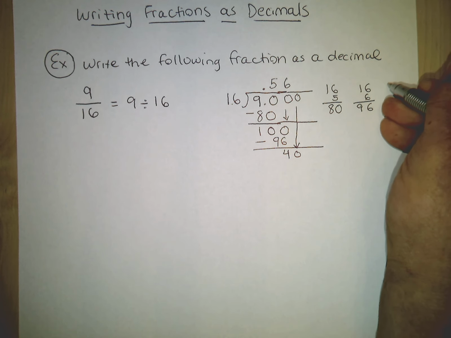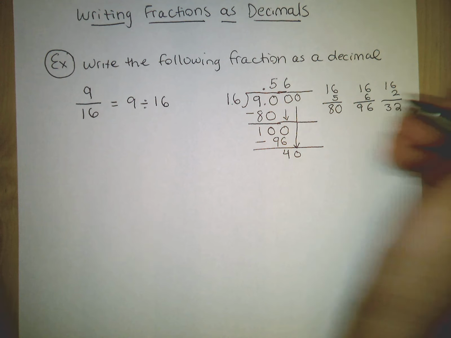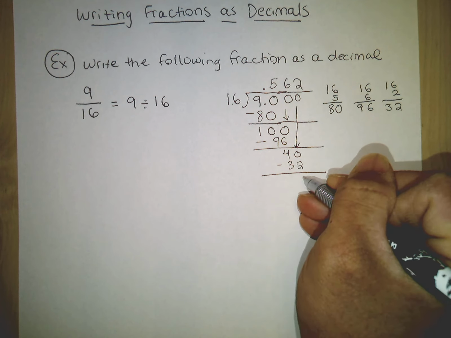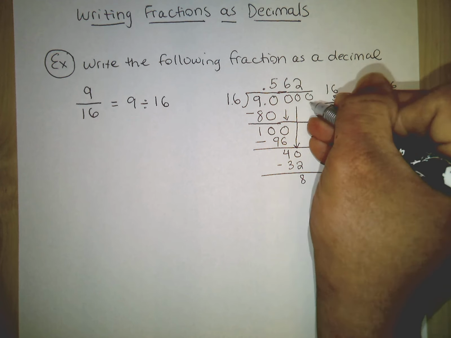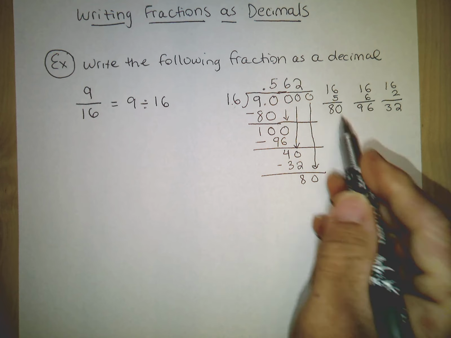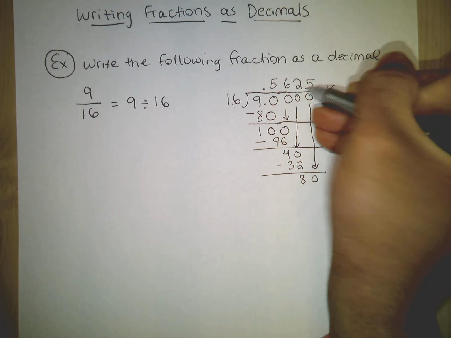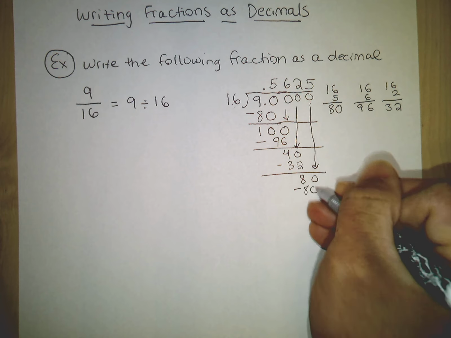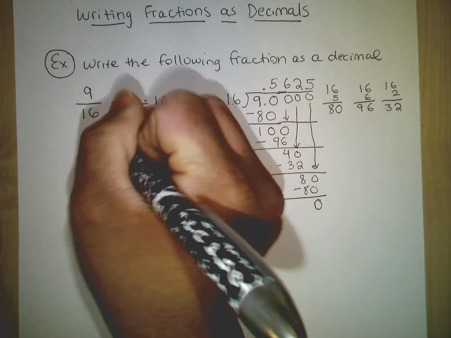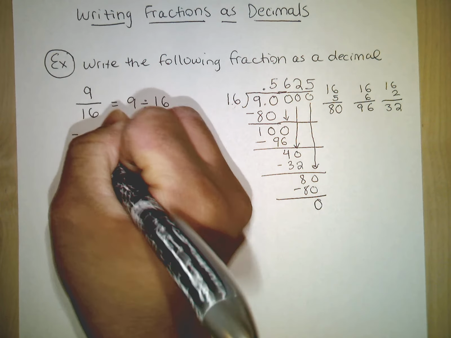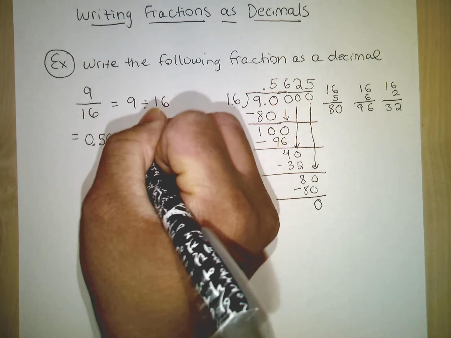16 goes into 40 2 times. 16 times 2 is 32, so subtract the 32 and I get 8. Then I add another 0 and bring that down. I already know that 16 goes into 80 5 times, because 16 times 5 is 80, so minus 80, and I get a remainder of 0. So 9 over 16 as a decimal is 0.5625.